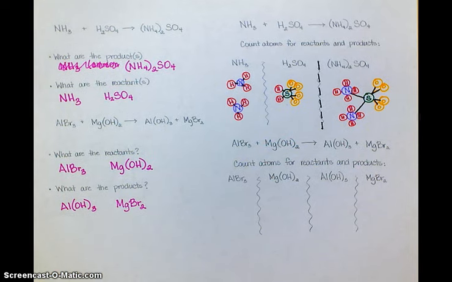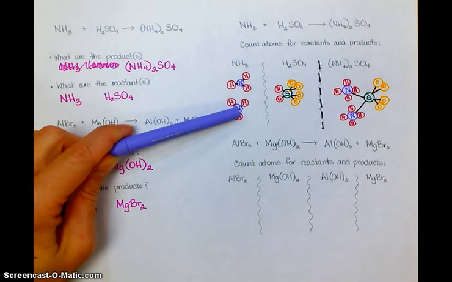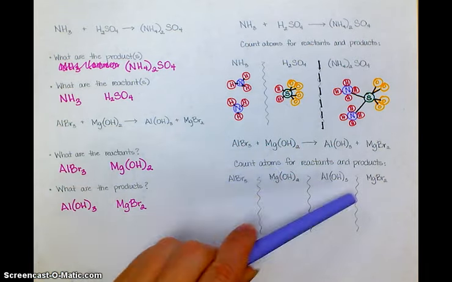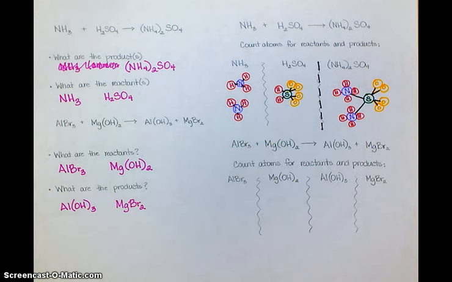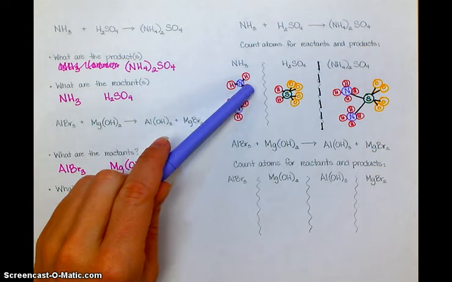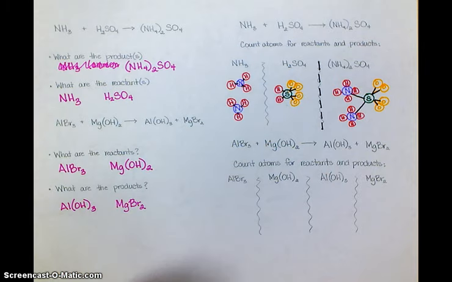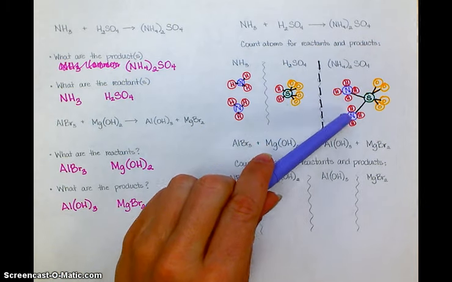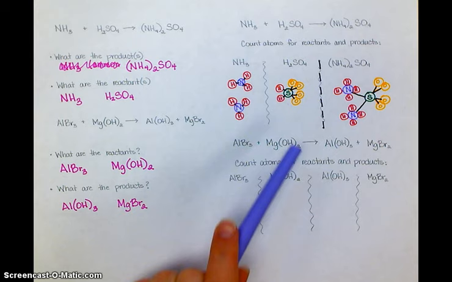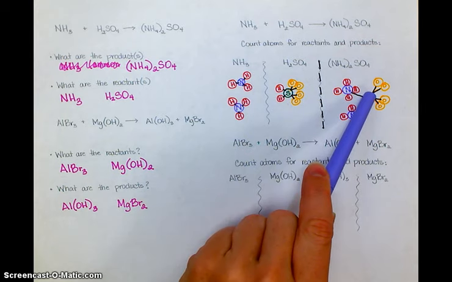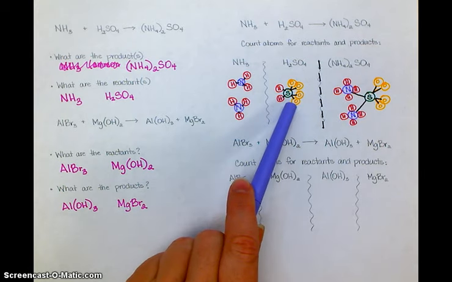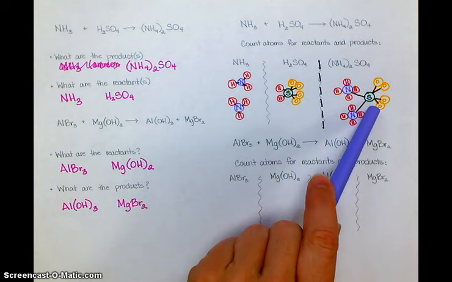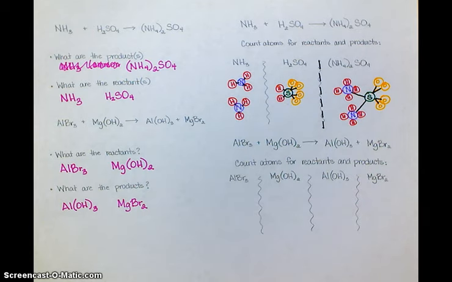Alright, I've marked between my reactants and products with a black dashed line. Let's look at the reactant side. I now have 1, 2 nitrogens on the reactant side. Go over to the product side, I have 1, 2 nitrogens. Okay. I have 1, 2, 3, 4, 5, 6, 7, 8 hydrogens on the reactant side, and 8 hydrogens on the product side. I have 1 sulfur on the reactant side, 1 sulfur on the product side. 4 oxygens on the reactant side, 4 oxygens on the product side. So now everything is accounted for.